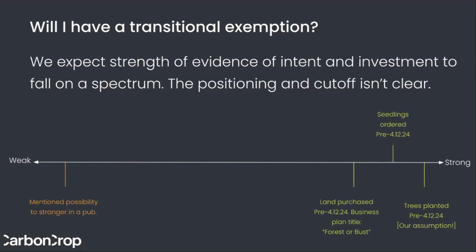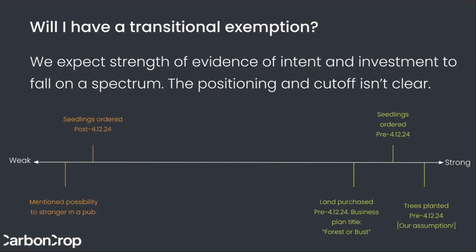Also up at the top end, based on the content of the MPI announcement, if you actually ordered the seedlings prior to that date, or you purchased the land prior to that date and you had a business plan titled Forest or Bust, that's going to be pretty strong evidence. I think there's an open question of if you purchased the land prior to that date, but there's a strong basis for assuming you purchased it as a farming operation, it could be that the evaluation of that evidence is quite different.